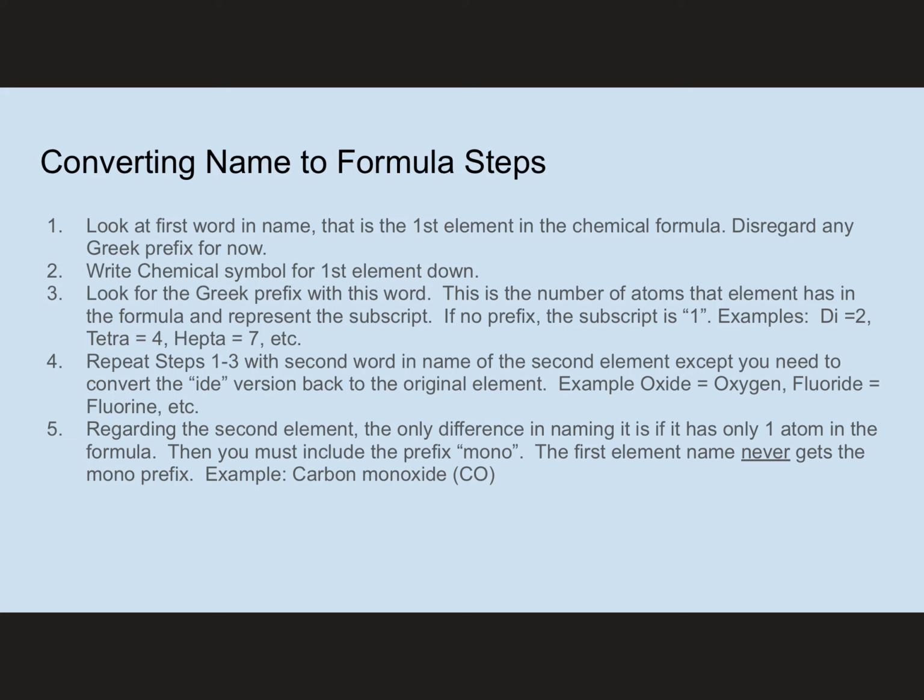Selenide would be selenium, and we looked that up on the periodic table and that would be Se. Right? Now, in this case, there will always be a prefix associated with the second part of the name. Whatever that prefix is, that's how many of that particular element there are. Now, again, if you see the word mono, that means there's only one of that atom, and we do not write a subscript of 1. We just leave it as is.